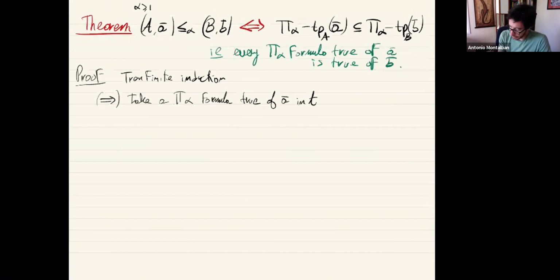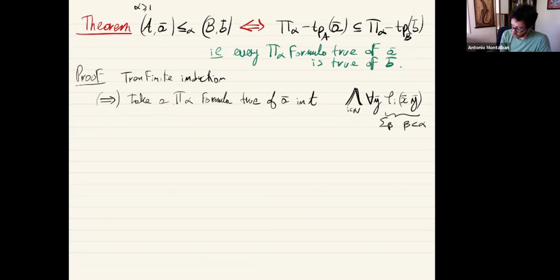So this formula is pi alpha. So that means that it's of the form, what are the pi alpha formulas? It's an infinitary conjunction over some set of indices of formulas of the form for every y phi i of x y. I guess the length of the tuple y of variables depends on i. I'm going to simplify the notation. And where these phi i are sigma beta for beta less than alpha. So that's a pi alpha formula.